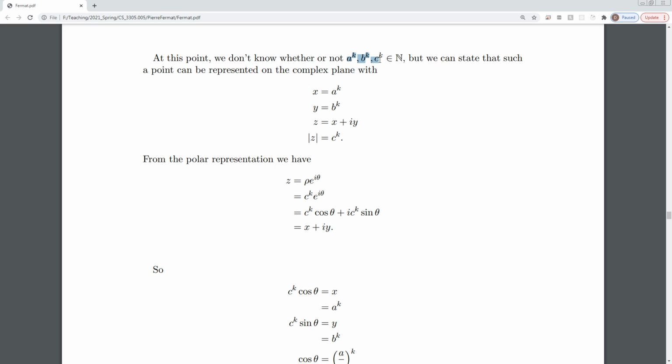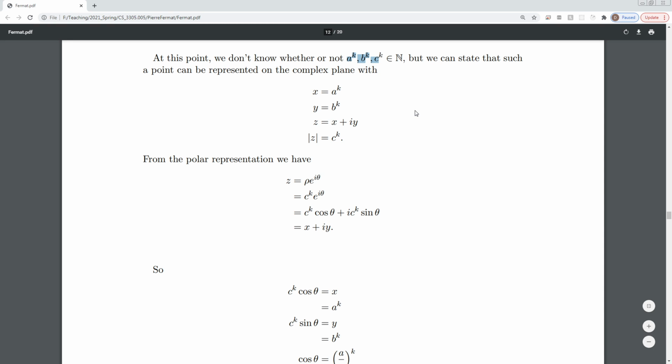So we don't know whether or not any of these numbers are natural numbers. We only claim that they represent a right triangle. And because of that, we can treat a to the k and b to the k as coordinates on the complex plane. So z is equal to x plus iy, and the modulus of z, the absolute value of it, is equal to c to the k, which makes sense because the modulus of z is the hypotenuse of that right triangle. So in polar form, we have z equals rho e to the i theta.